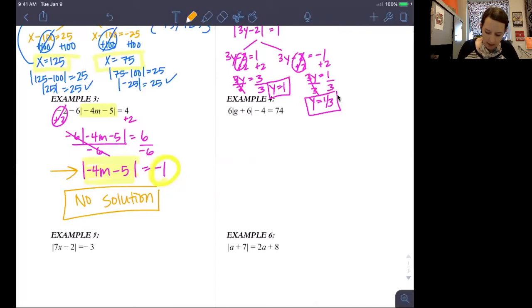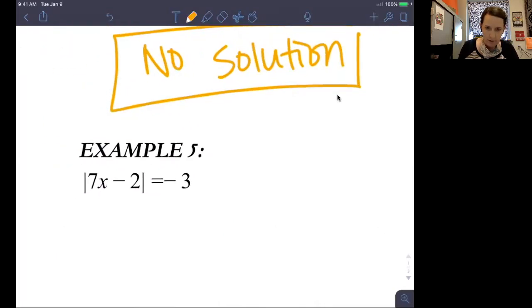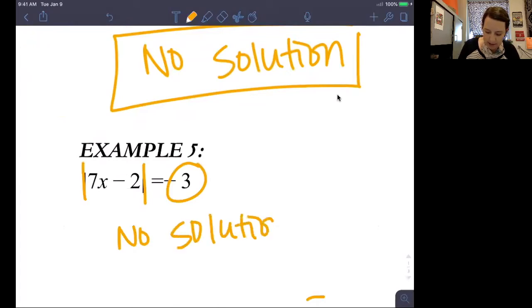Okay, you'll see down here example number 5. Absolute value is isolated. You're already equaling a negative number. So this one we don't have to do anything on, and we already know that it's no solution.